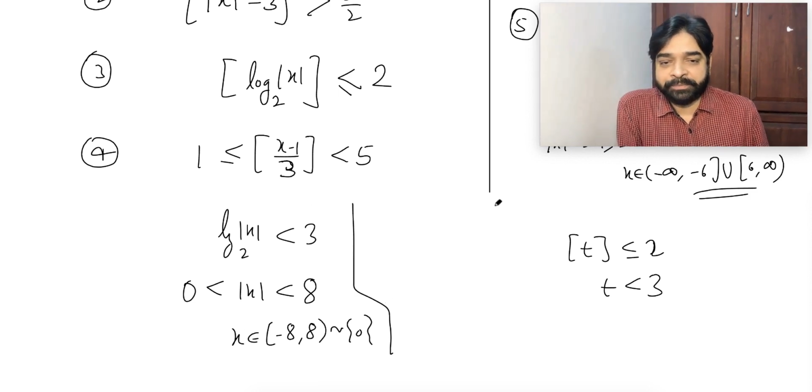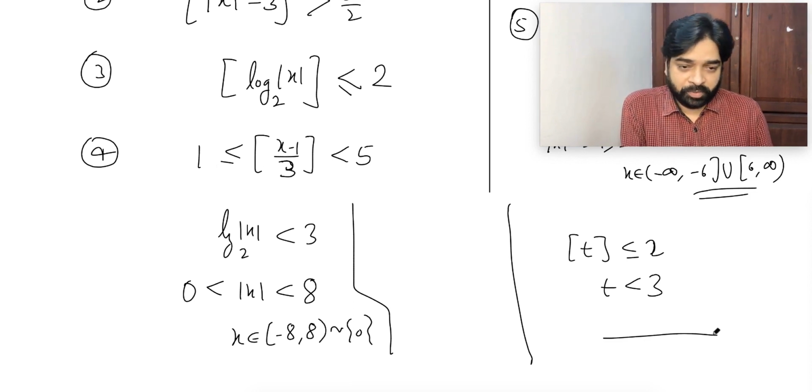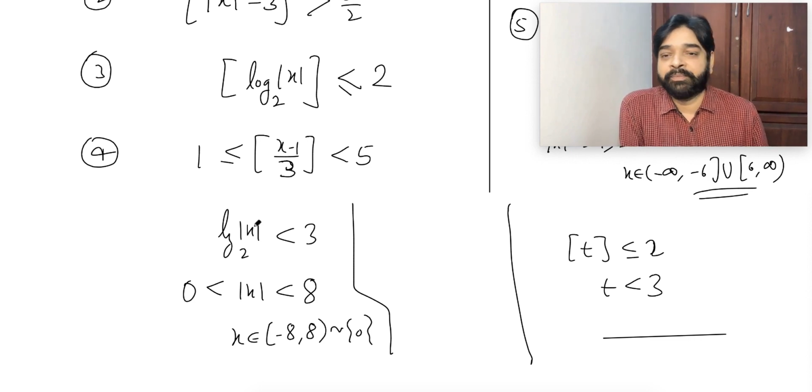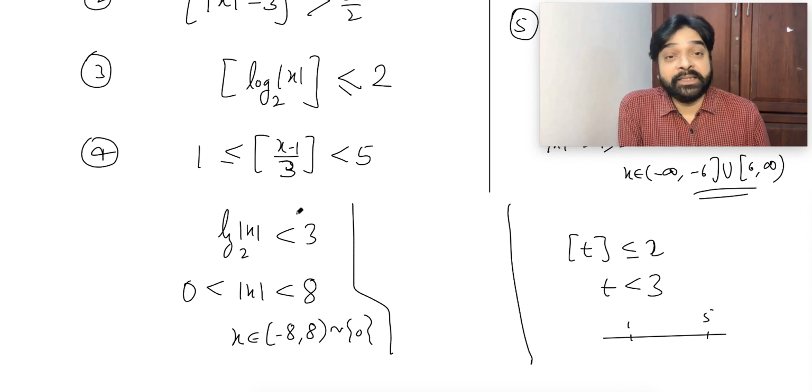Now next one. This is 1 and 5. Now there is no formula. I didn't give you any formula for this. You have to use your common sense. This is the 1, this is the 5. Greatest integer x should be greater than equal to 1. Okay, so can x be 1? Yes. Can x be before 1? No. From 1 you go tick, tick, tick, tick, tick, no problem. Can it be 5? No. It should not be 5. So 5 should be open.